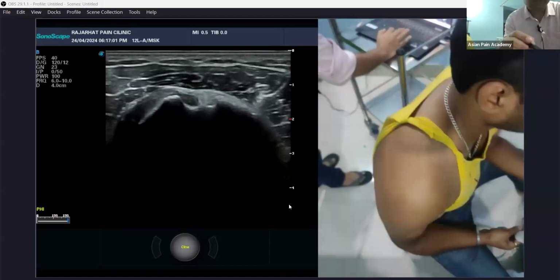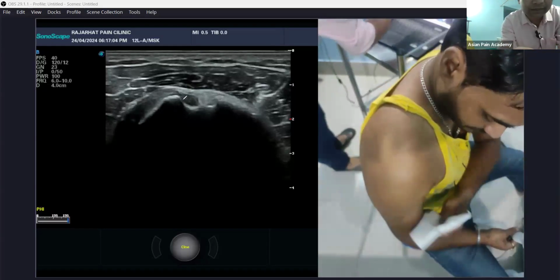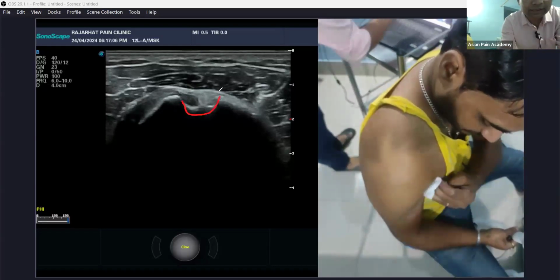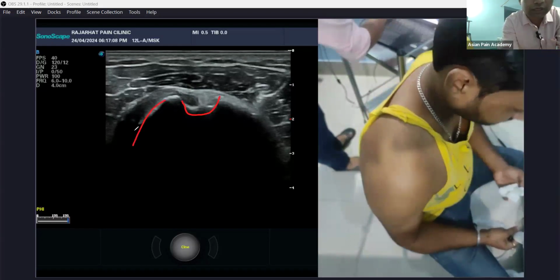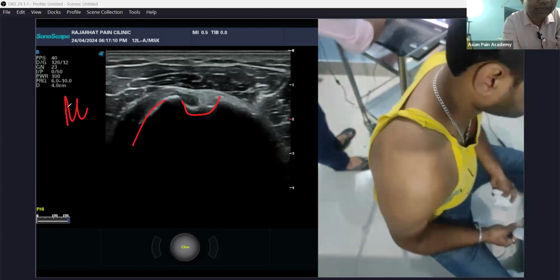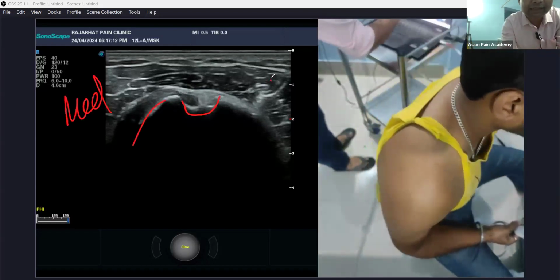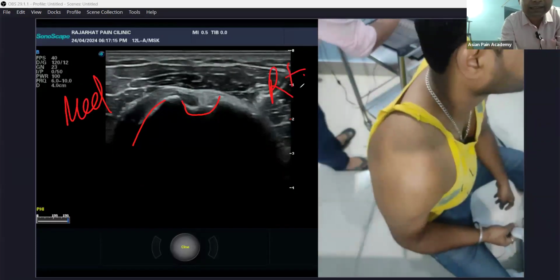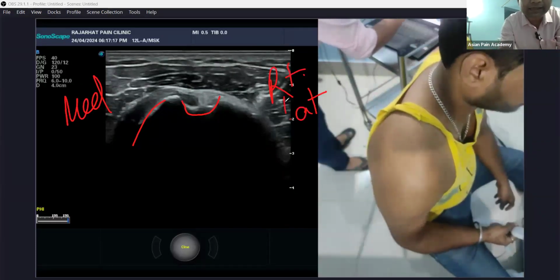Note it. Okay, so here you see this is the bicipital groove. As I told you, this left side is the medial side, and the right side is the lateral side.